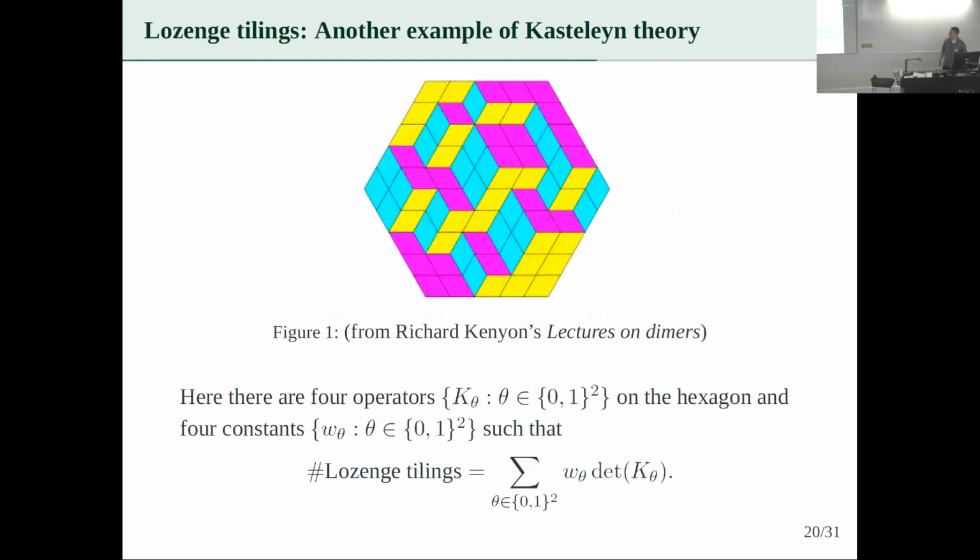So Kasteleyn theory has been used in other settings. You may have seen these pictures before of lozenge tilings, where you have a hexagon and you have these diamond shapes at 3 different possible angles that are depicted in 3 different colors here. And we might wonder how many ways there are of tiling this hexagon using these diamond shapes. Turns out again that there are certain operators on the hexagon with which you can write the number of lozenge tilings as a sum of determinants of these operators.